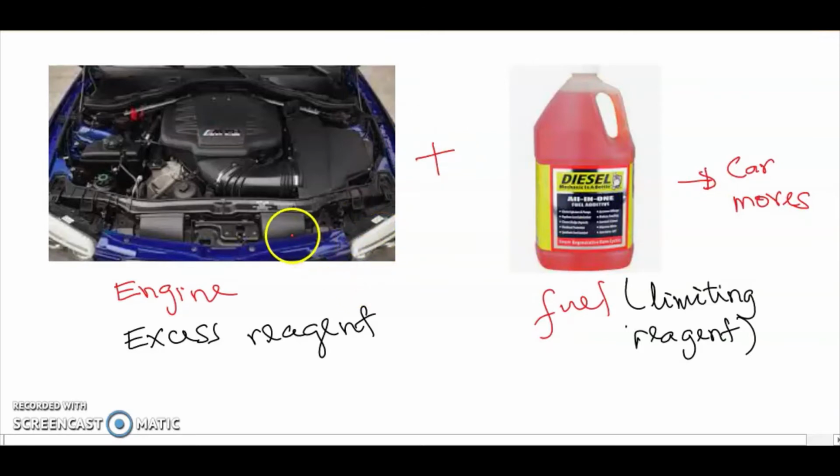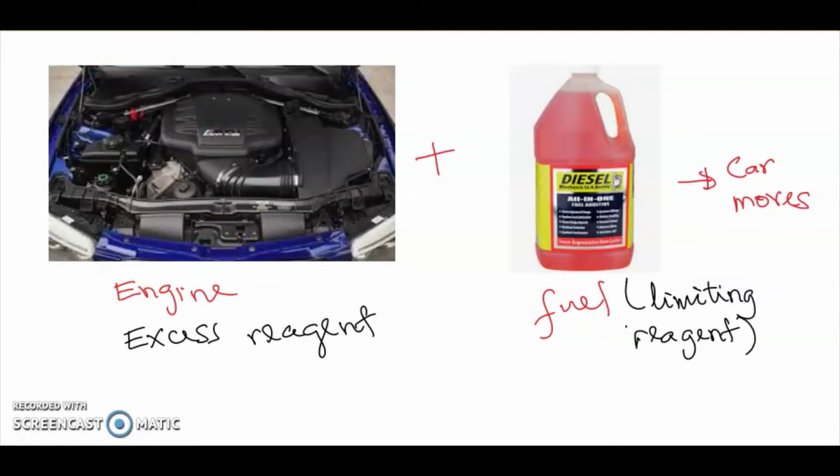We notice that in a car, the engine is always present. But what do we need to put in the engine to make the car move? Of course, we need to put fuel. If there is no fuel, the car does not move. When we put fuel inside the engine, the car moves. And I want you to take note that the distance covered by the car depends on the amount of fuel inside. When the fuel gets finished, the car stops moving.